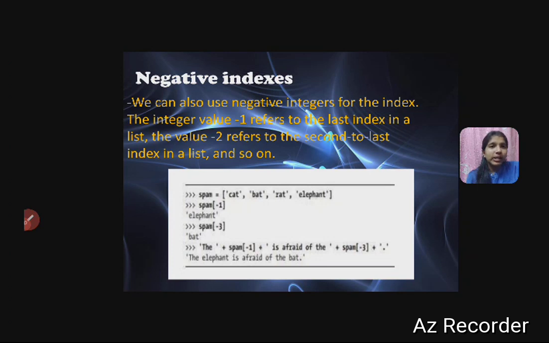Negative indexes. We can also use negative integers for the index. The negative value -1 refers to the last index in the list. The value -2 refers to the second to last index in the list and so on. So again, here is an example.